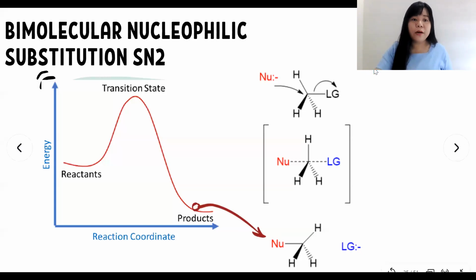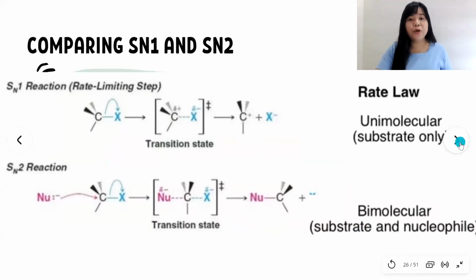That's it for the bimolecular nucleophilic substitution, or SN2. So next, we're going to compare SN1 and SN2 reactions. So here, we have the reaction mechanism for the first step in the SN1 reaction and the reaction mechanism for the whole of the SN2 reaction, which occurs just in one step.